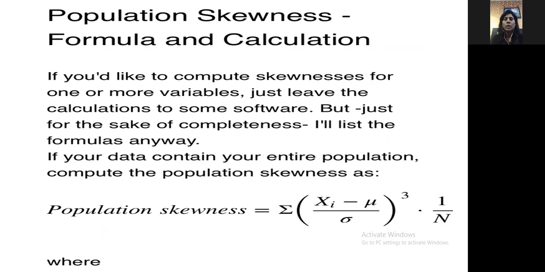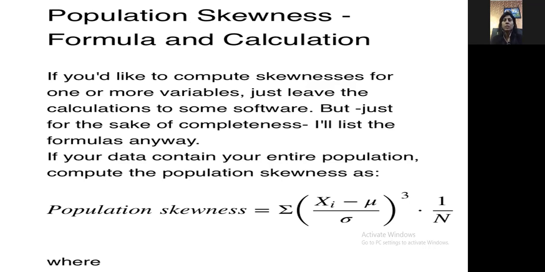So what is the formula we use to find out the skewness? As I said, it is quantifiable. So some formulas are there to find out the value of skewness. Here you will see that to compute the skewness, on the basis of the population and the sample, we use the population skewness. We have written the population skewness because we have taken the entire population for our data collection. So population skewness is the summation of what? The summation of xi, that means the data values, minus the mean. And this is further divided by the standard deviation. And the cube of this, multiplied by 1/n, the total of frequency. So this is the formula for finding the skewness.